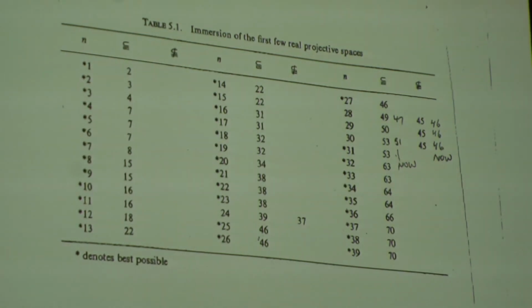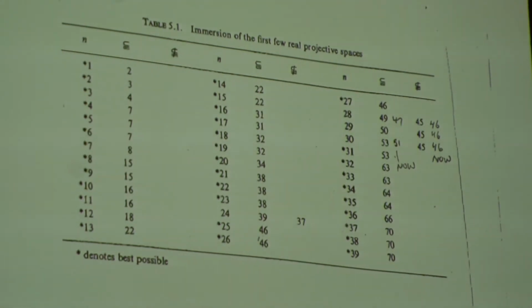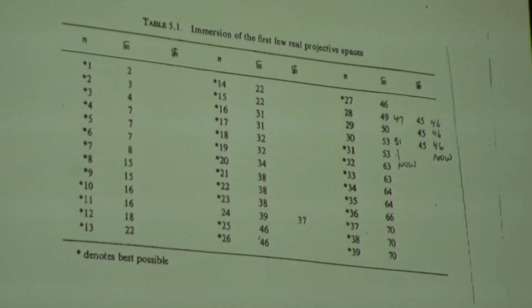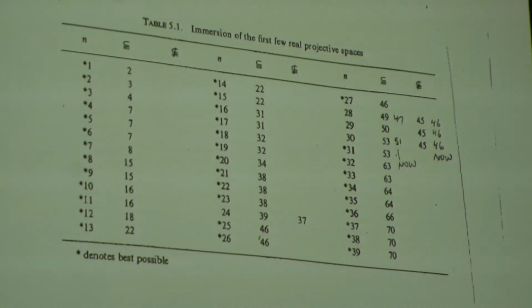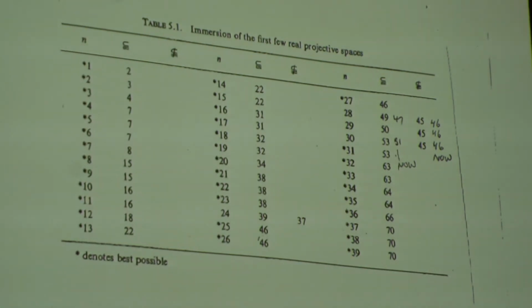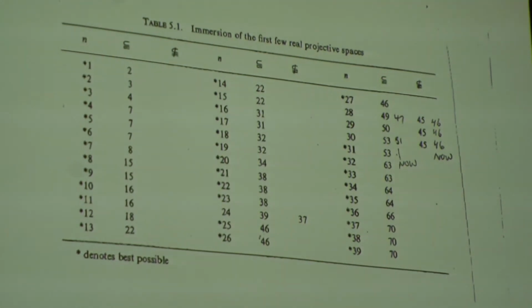The situation for embeddings is not nearly so well known. For example, even for P6, six-dimensional space, it's not known whether it can be embedded in R9 or R10. It can be embedded in 11, not in 8, but it just seems strange to me that for such a small space, we can't answer that question.